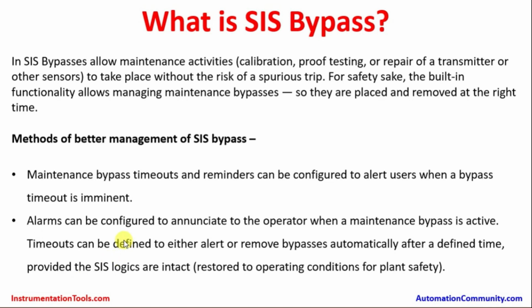Alarms can be configured to annunciate the operator when a maintenance bypass is active. Timeouts can be defined to either alert or remove bypasses automatically at a defined time, provided the SIS logics are intact and restored to operating conditions for plant safety.